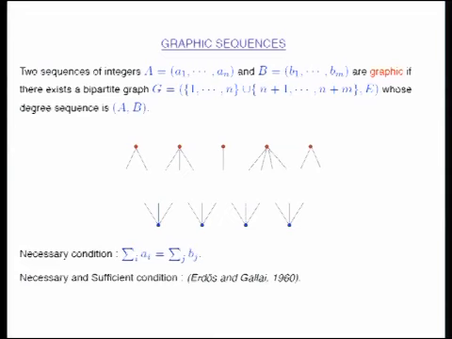Of course, the necessary condition is that the sum of the degrees of the red points has to be equal to the sum of the degrees of the blue points. And the sufficient condition has been known for a long time, from a paper by Erdős and Gallai in 1960.